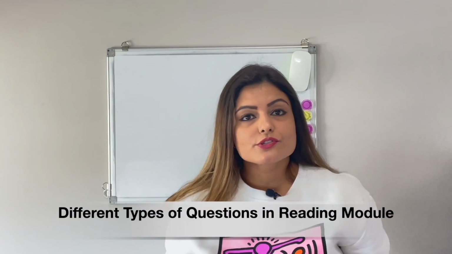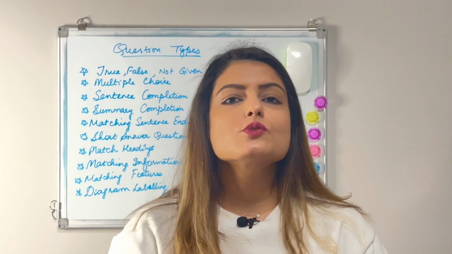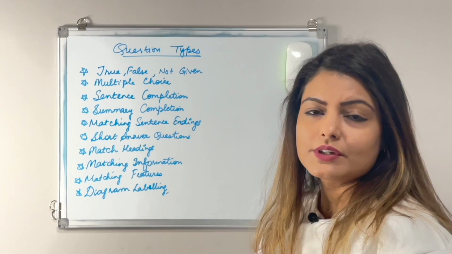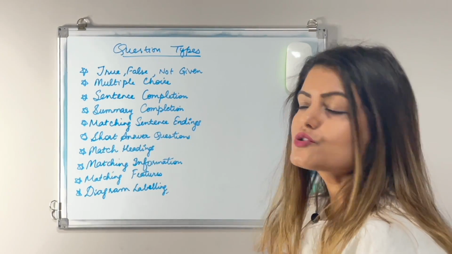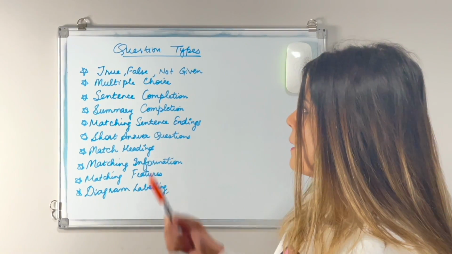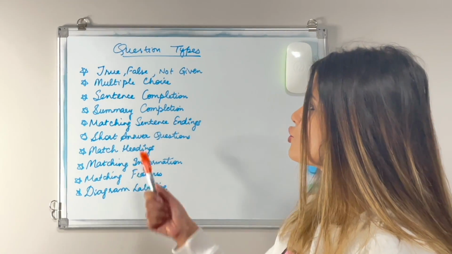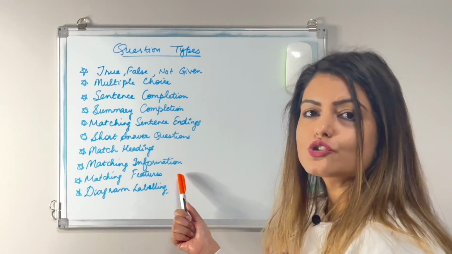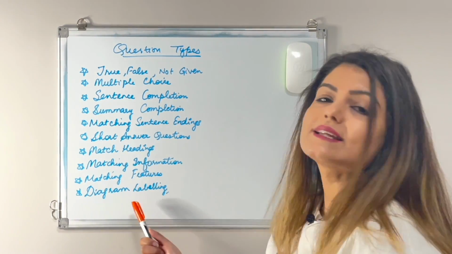So now let's talk about the different kind of questions that can be asked in the reading module. Different question types that we are going to cover today are true, false, not given, multiple choice question, sentence completion, summary completion, matching sentence endings, short answer questions, match headings, matching information, matching features, and diagram labeling.